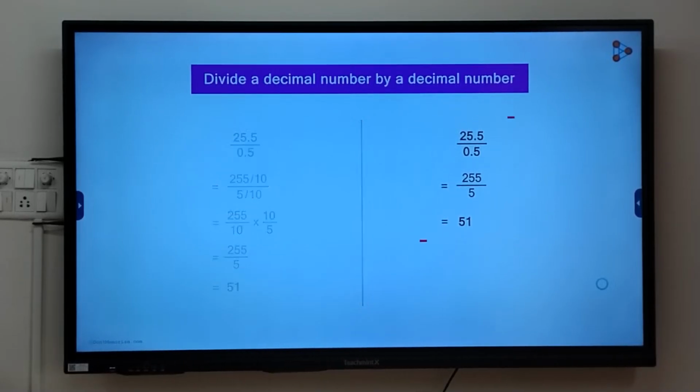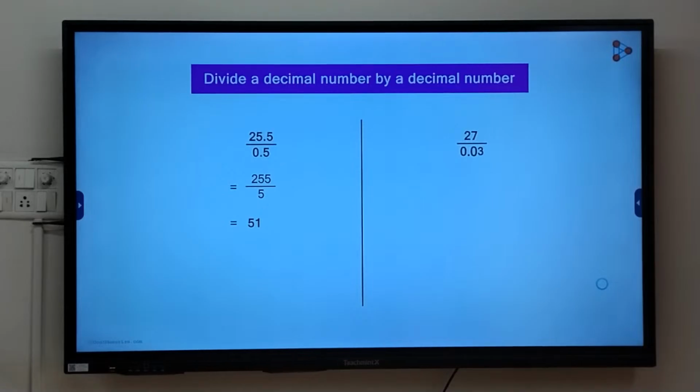Now, using the trick, how will you find 27 divided by 0.03? First, we will write 27 as 27.00 so that both the numerator and the denominator will have an equal number of decimal places. Then we will shift the decimal point to the right by 2 places in both the numerator and the denominator. Yay! Now there's no decimal point here. Finally, after dividing, we get the answer as 900. So that's how you divide a decimal number.